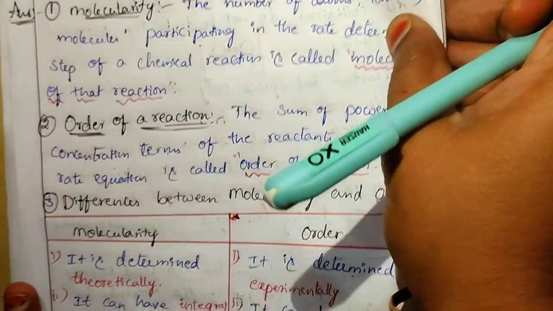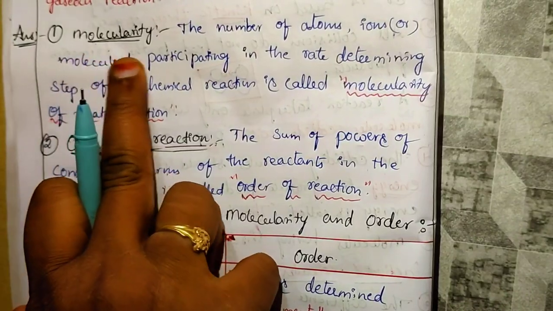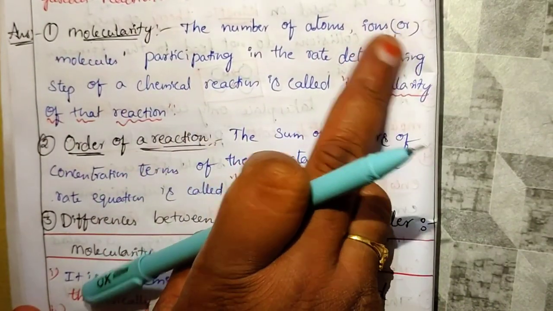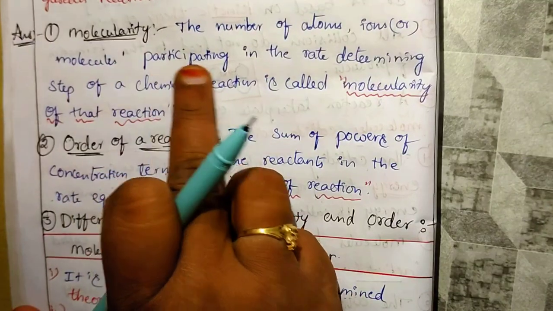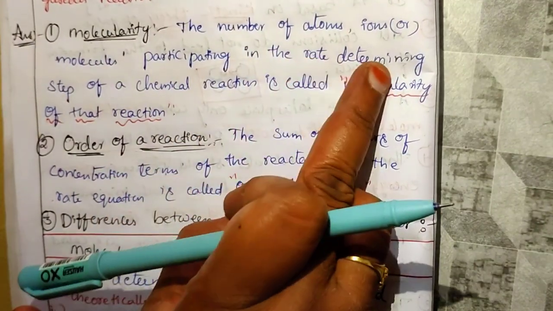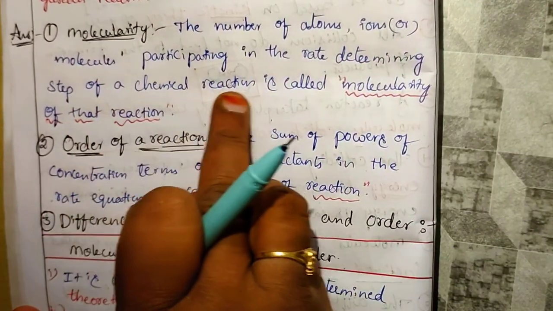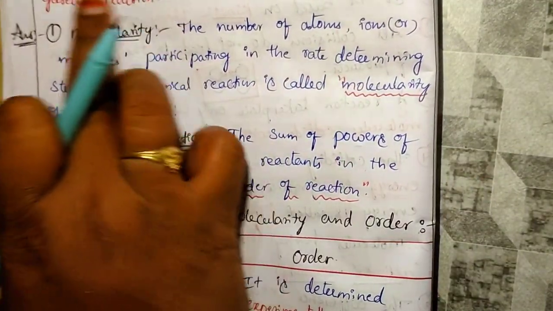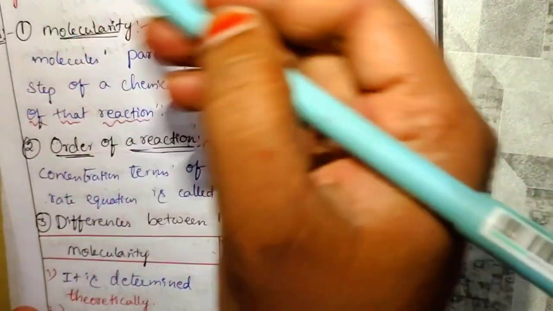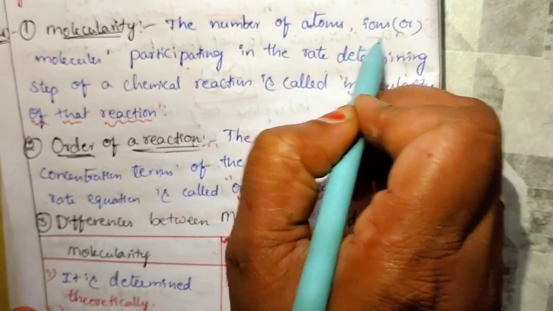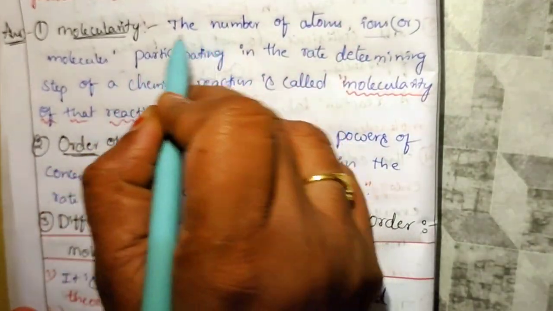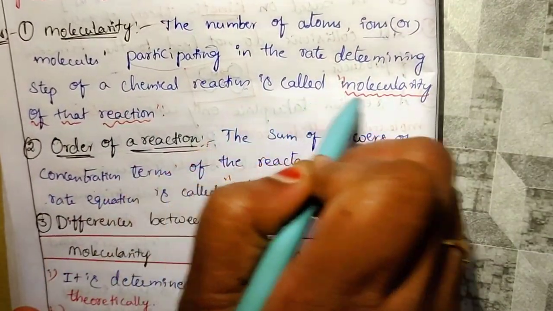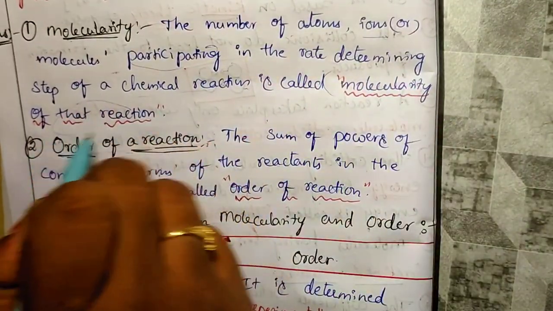So what is molecularity? The number of atoms, ions or molecules participating in the rate determining step of a chemical reaction is called molecularity of the reaction. What does molecularity mean? How many atoms or ions or molecules participate in the rate determining step of a chemical reaction is called molecularity of the reaction.